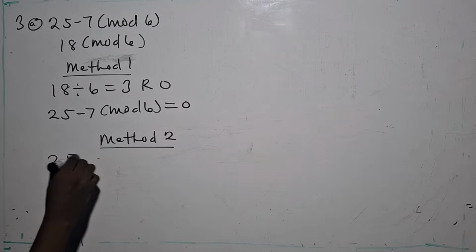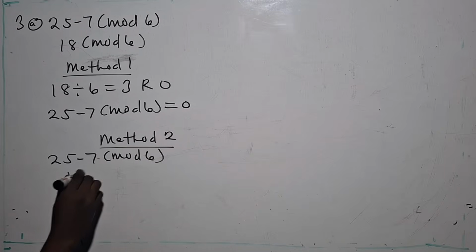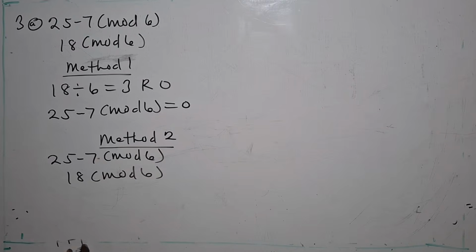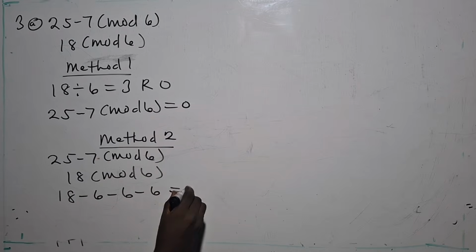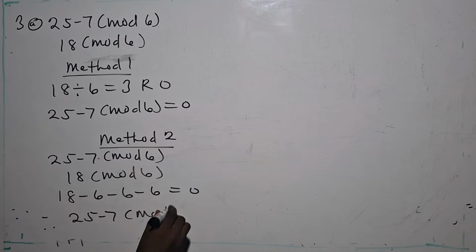So the same 25 minus 7 mod 6 is going to give us 18 mod 6. 18 mod 6, the repeated subtraction. So 18 minus 6 is going to be 12. So 12 minus 6 is 6. Then 6 minus 6 will also give me 0. So the remainder is 0. Therefore, our 25 minus 7 mod 6 will also give us 0, as simple as that.